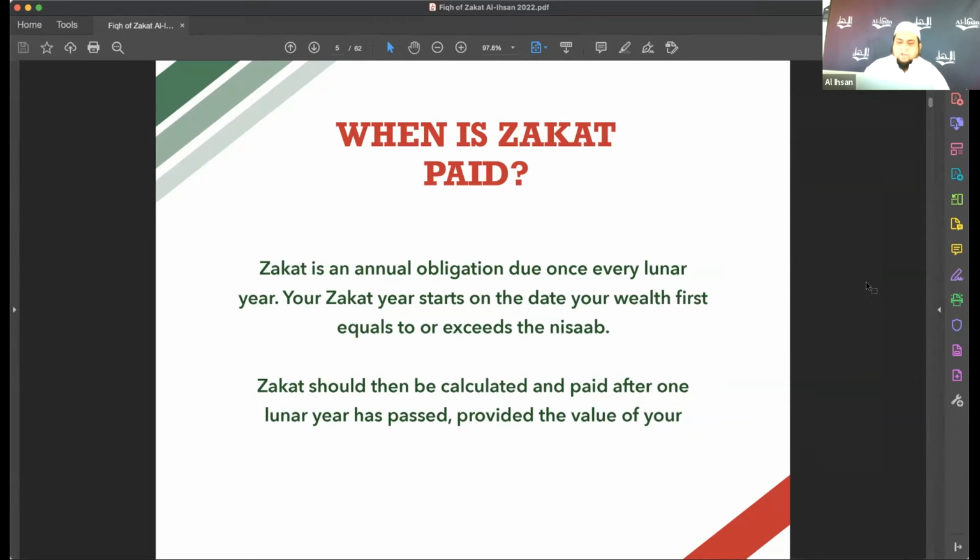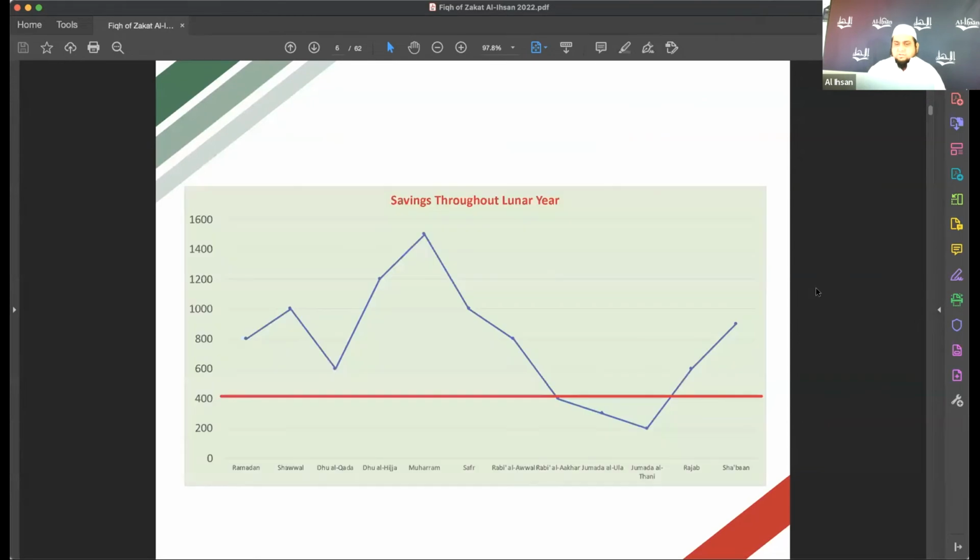Once you have that nisab, then if you retain that nisab for 1 year, once 1 year has passed, you will pay zakat on that. Okay, there's a bit more detail of how that works. We'll look at that inshallah.